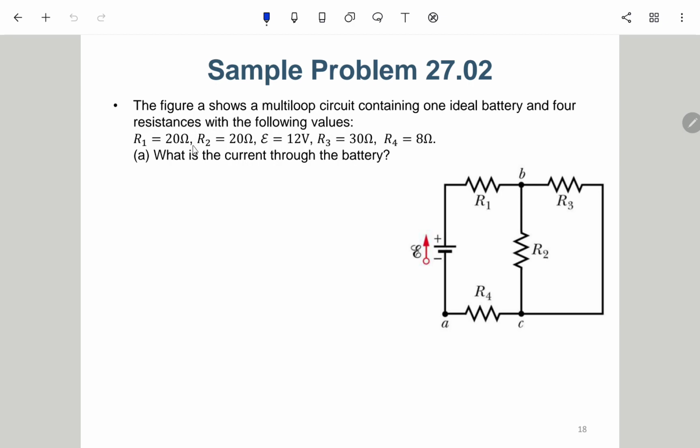Okay, so here we have another sample problem. It says figure A shows a multi-loop circuit containing one ideal battery, and 4 resistances R1, R2, R3, R4 with these values. Okay, what is the current through the battery?